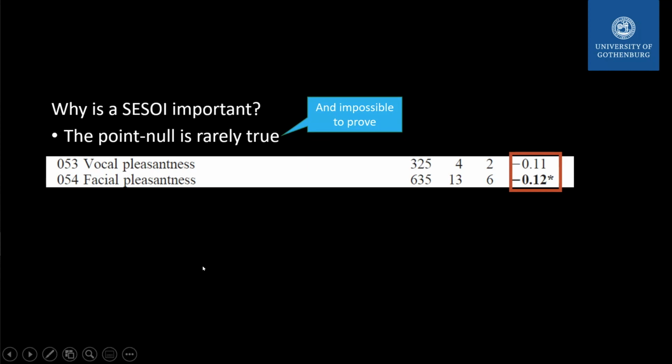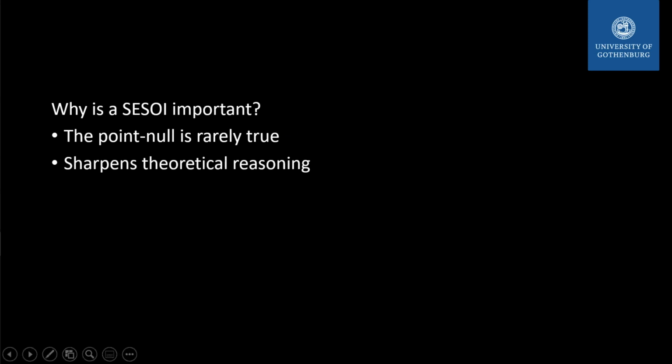But, and this is the big thing, if our alternative hypothesis isn't defined as a point null, but rather by a smallest effect size of interest, then we are in a better position to disconfirm a claim. We're in a better position to falsify a claim. And this sharpens our theoretical reasoning. We're forced to think about hypotheses in terms of effect size and not just differences from the point null.